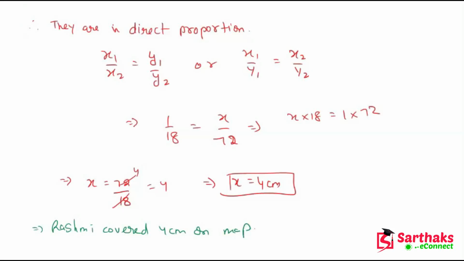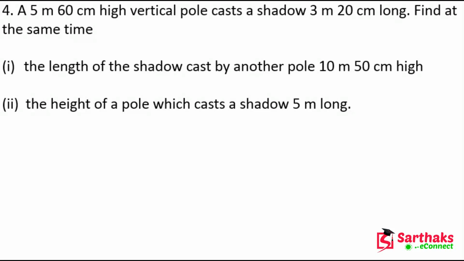Now the next question. You can see that a 5 meter 60 centimeter high vertical pole casts a shadow 3 meter 20 centimeter long. Now find, at the same time, the length of the shadow cast by another pole 10 meter 50 centimeter high. And in the second case, the height of the pole which casts a shadow 5 meter long. So first of all we are going to find the first case.